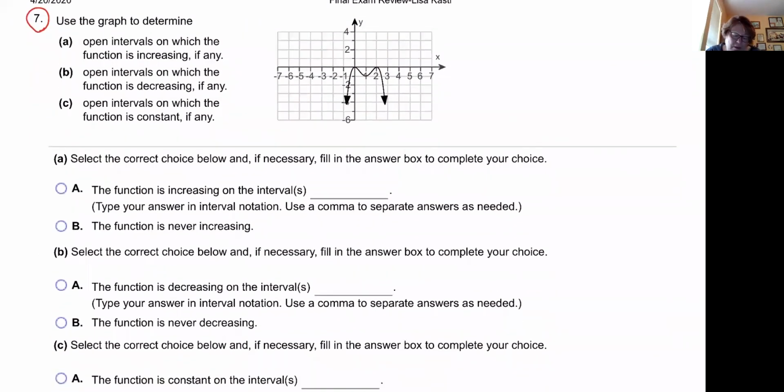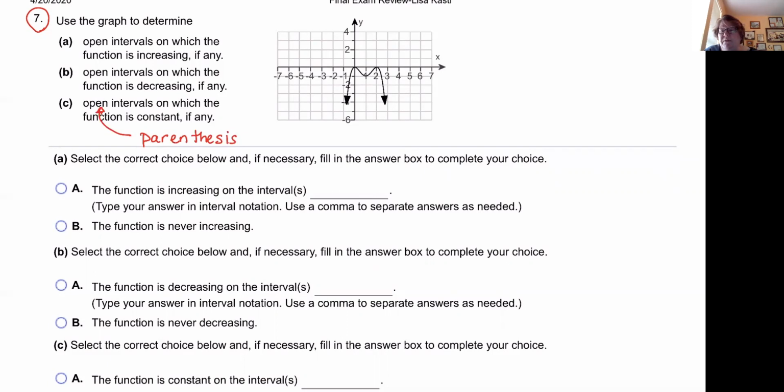Use the graph to determine the open intervals. And MyMathLab even tells you that the intervals are open, which means you are going to use parentheses on your intervals. So open means parentheses, no brackets. Use the graph to determine the open intervals on which the function is increasing, if any, the open intervals on which the function is decreasing, if any, the open intervals over which the function is constant, if any. And this function's not going to be constant anywhere.